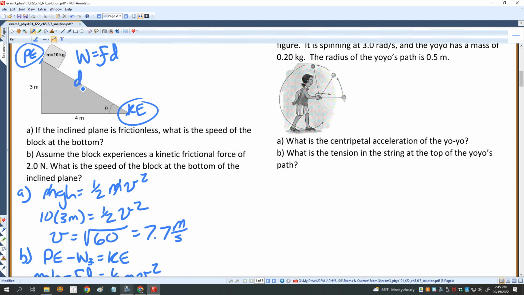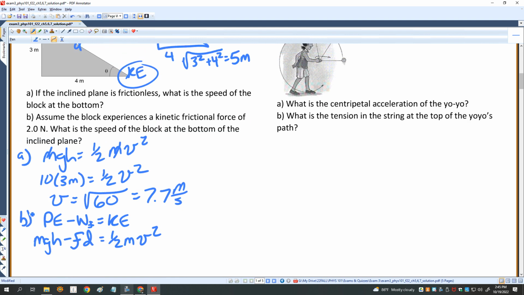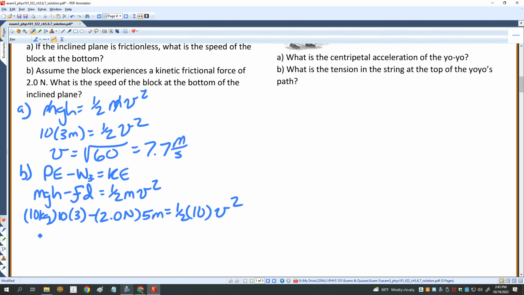So I need to find this distance here. This is a special triangle, 3, 4, 5. If you're not sure how to do that, you can use the Pythagorean theorem to get the hypotenuse of that triangle. So I have 10 kilograms times the acceleration due to gravity times the height, which is 3, minus 2 newtons times 5 meters, equals 1/2 of 10 kilograms times v squared. And that's what I'm looking for. So I have 300 minus 10, divided by 5, and the square root of that.